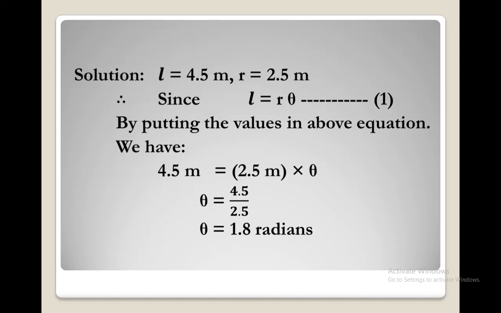Now putting the values in equation number 1, we have 4.5 m is equal to 2.5 m multiplied by theta. Very simple, theta will be equal to 4.5 divided by 2.5. On simplification, we will have theta is equal to 1.8. Remember that theta is always in radians in this sort of relation, whereas the unit of small l and small r both remain the same in this topic.